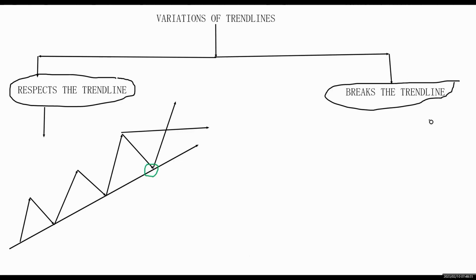Okay. So now in the case where price actually breaks the trend line, we have a strategy for that also. So let me draw it out. Let's say we have an upward trend right here. This is for illustration when price breaks the trend line.